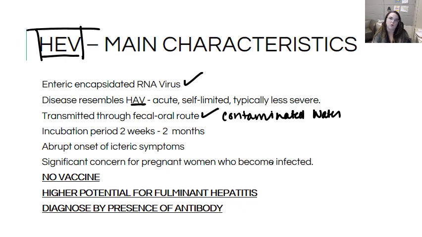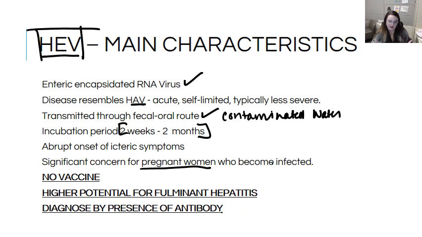The symptoms and course of HEV are really similar to those of HAV, and it only causes acute disease. The incubation period is anywhere from 2 weeks to 2 months, also similar to HAV. And then once again, you get this abrupt onset of icteric symptoms. And really the thing that we worry about with HEV is pregnant women. For most people, this isn't going to be that big a deal, but in pregnant women, this one is actually a pretty significant concern.